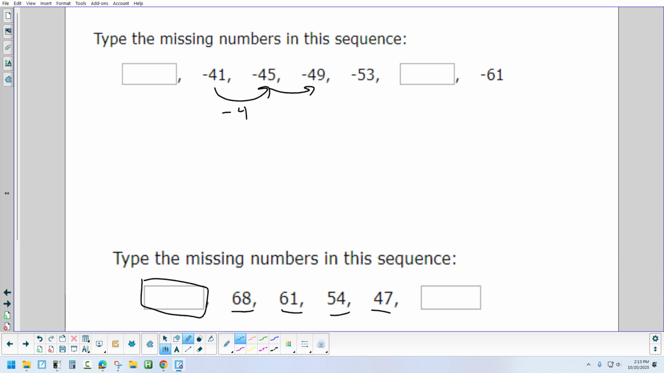Let's make sure that pattern continues. How do you get from negative 45 to negative 49? Yeah, subtract 4. And Caleb, how do you get from negative 49 to negative 53? Yeah, very good. You're going to subtract 4 again. So the pattern is, as you go to the right, you're subtracting 4 each time. So what would you get if you do negative 53 and then subtract 4?